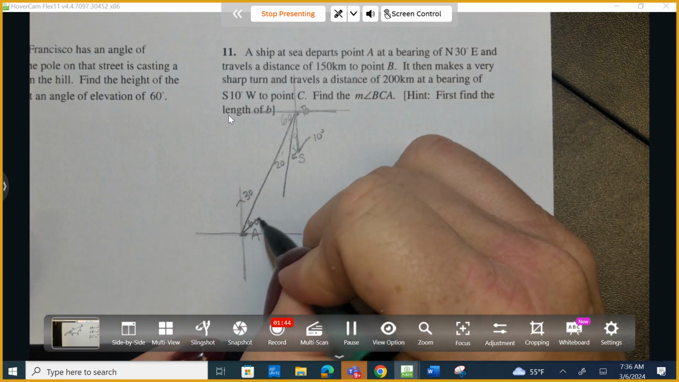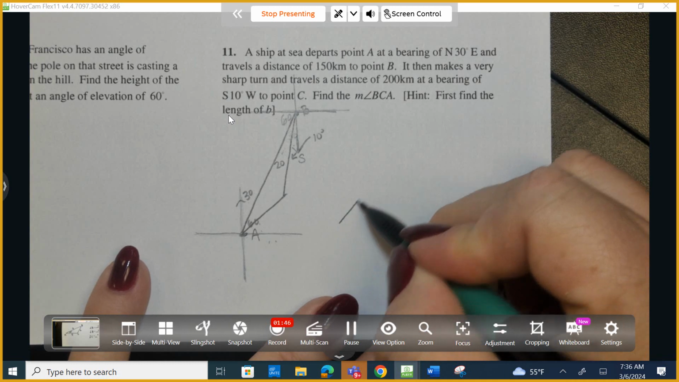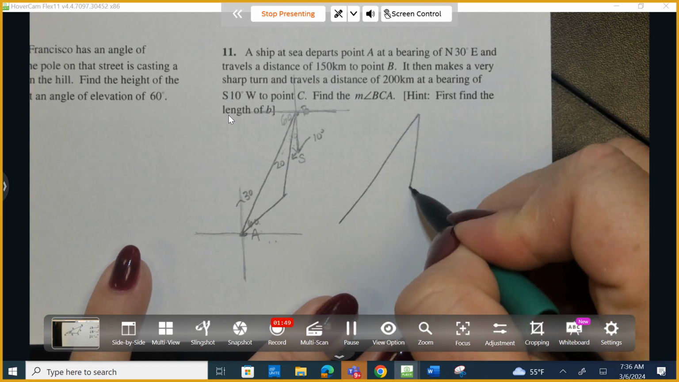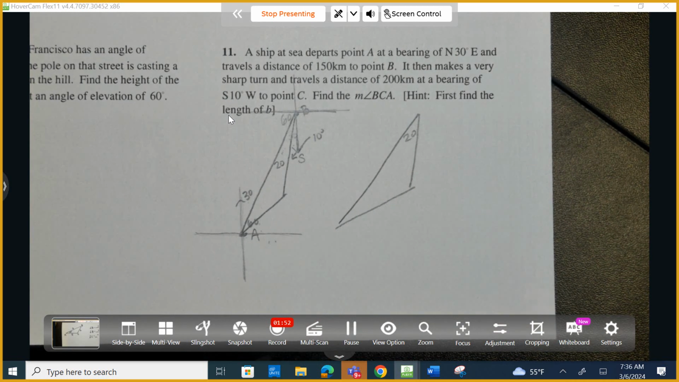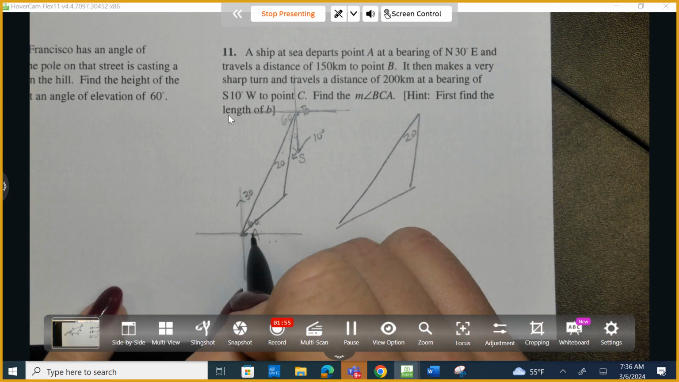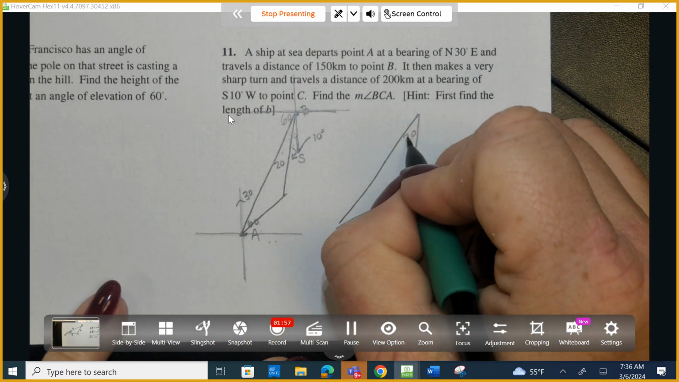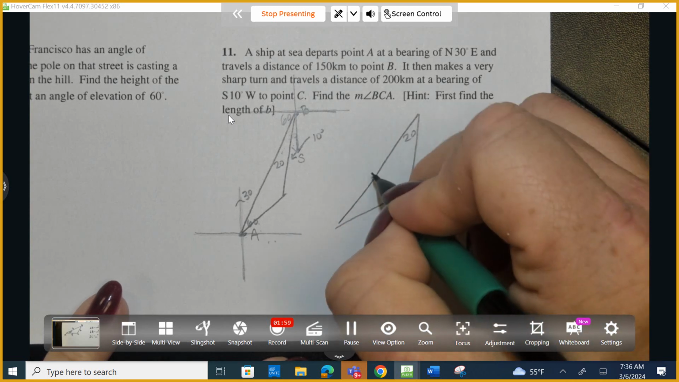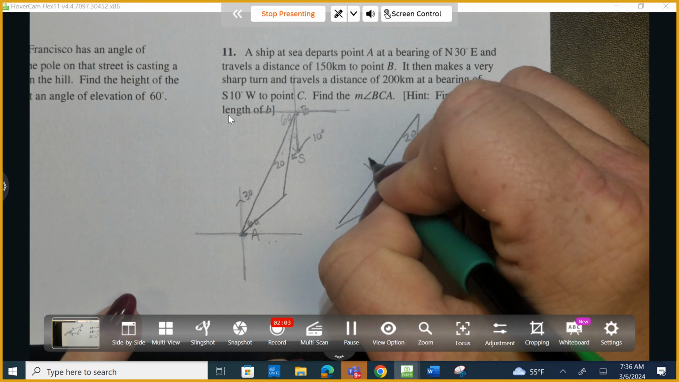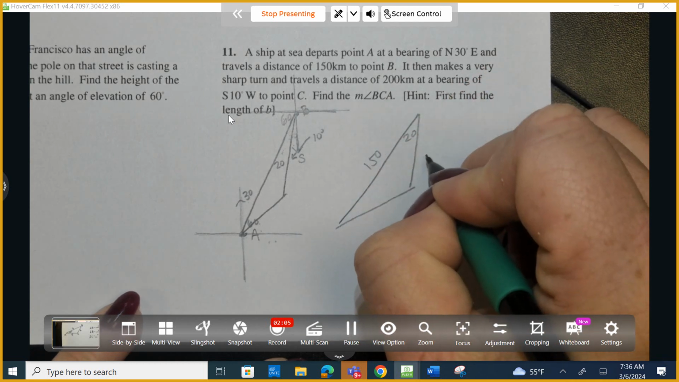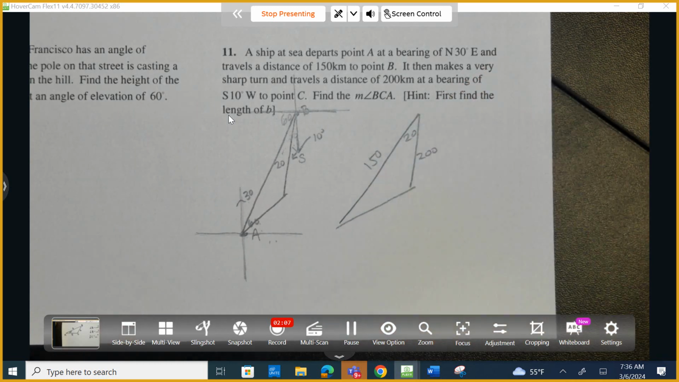Okay, so this is my triangle right now. So I'm going to make this new triangle that looks like this. This is 20. I know it's not necessarily drawn to scale. This is 20. I'm going to have to come back to this one in just a second. I know that this distance right here is, what was that original distance? 150 kilometers. And this distance is 200 kilometers.